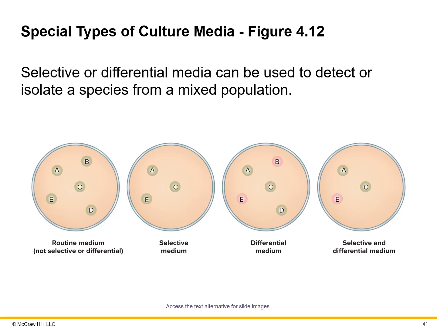There are some media that are selective and differential. They are both at the same time. And this is what that would look like. Some bacteria are growing, and of the some that have grown, a few or one may then show a difference in their colony appearance, indicating that they have the ability to utilize whatever ingredient is making this differential.